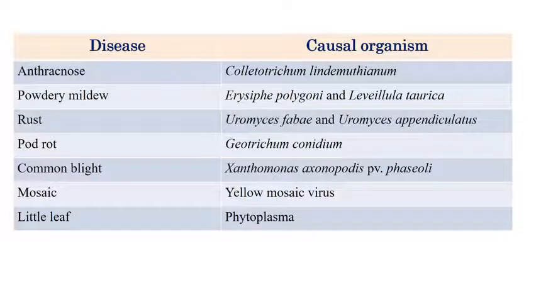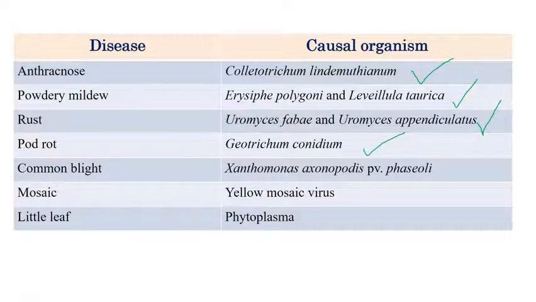These are all the list of important diseases in field bean. Anthracnose, which is caused by Colletotrichum lindemuthianum. Powdery mildew, which is caused by Erysiphe polygoni or Leveillula taurica. Rust, which is caused by Uromyces fabae or Uromyces appendiculatus. Pod rot, which is caused by Geotrichum candidum.